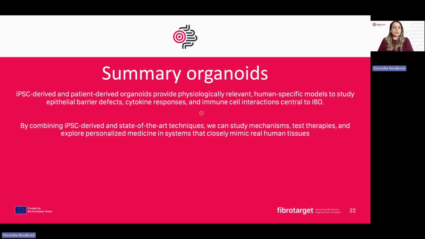So in summary, I showed you that iPS-derived organoids and patient-derived organoids in general provide a physiological and relevant model to study the epithelial barrier, but also the stromal compartment and fibrosis, and also the interaction of different cell types that are crucial in inflammatory bowel disease. And by combining this model and state-of-the-art techniques, we can study the mechanisms and also test different therapies for intestinal inflammation, but also fibrosis.